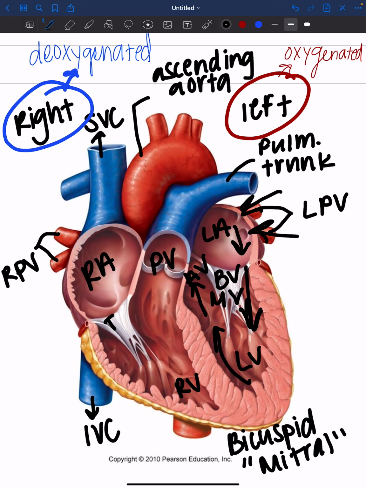So it's going through the aortic valve, and you can't see it, but it's going to go under that pulmonary valve, and then it's going to go through our aorta and out through the rest of the body. This whole thing is called our aorta, and our ascending aorta is right here. So that is the left side of the heart.